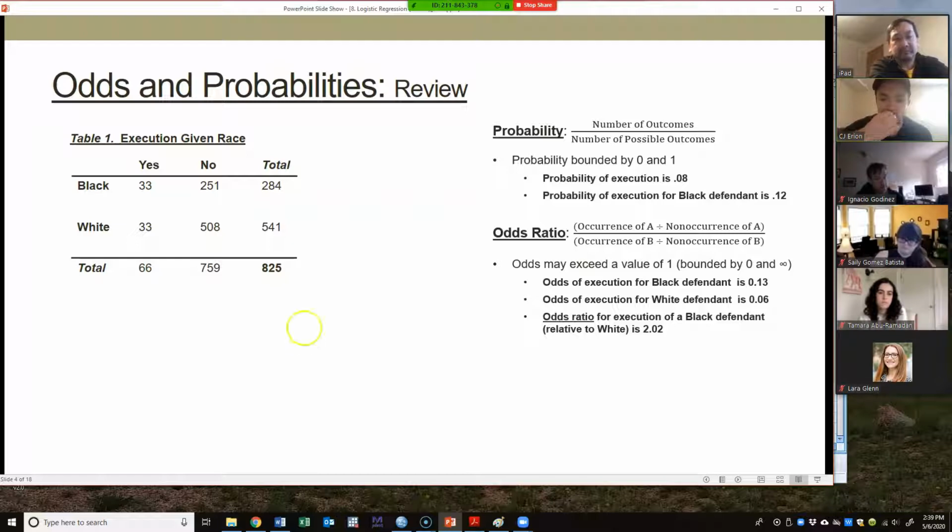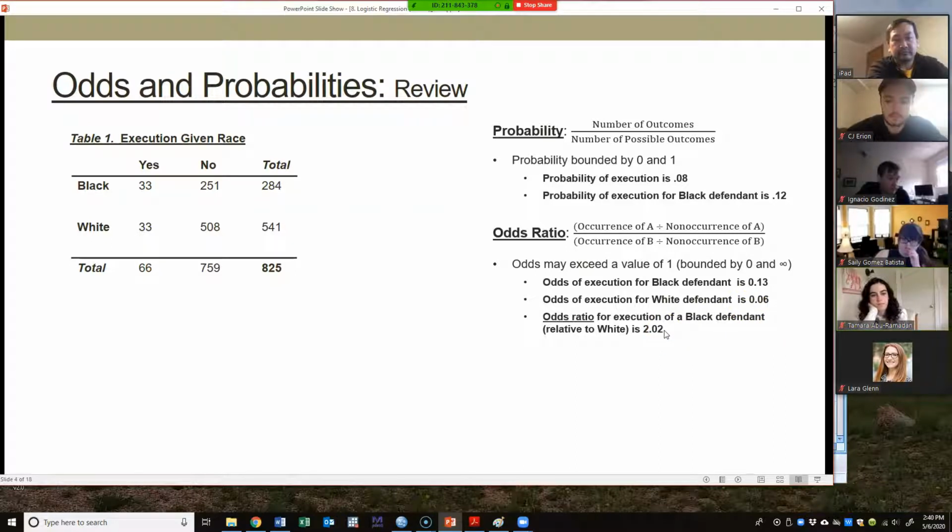What we then get is an odds ratio. And so here we find we got an odds ratio for the execution of a black defendant relative to a white defendant of 2.02. How did we get that? 0.13 over 0.06. Yeah, right. So we have the odds of execution for a black defendant divided by the odds of execution for a white defendant, which gives us our odds ratio, right?